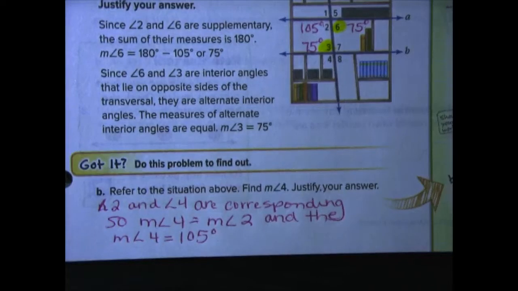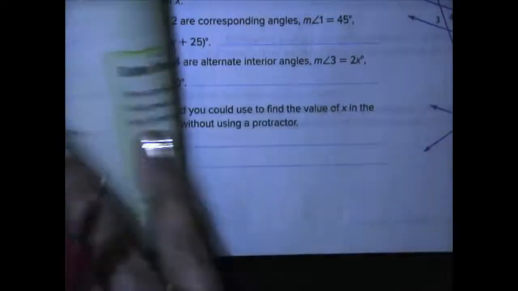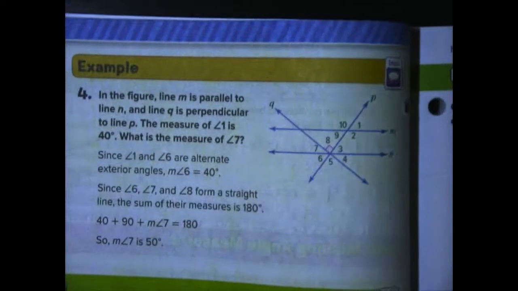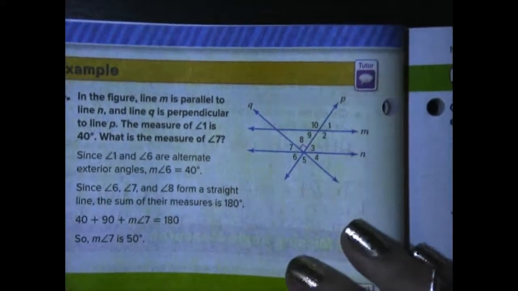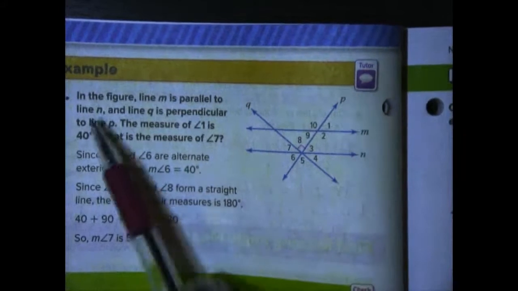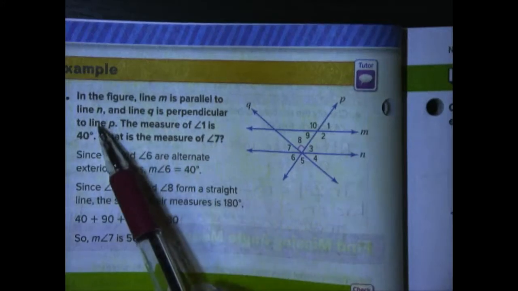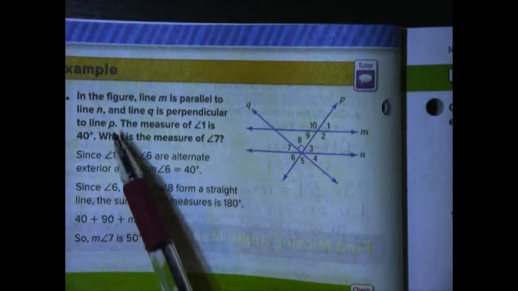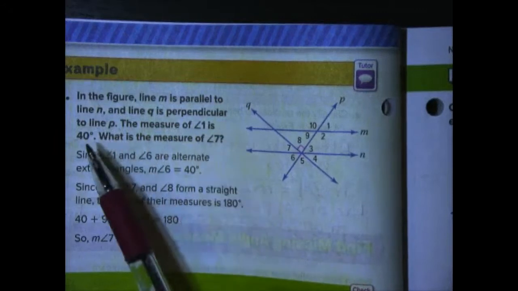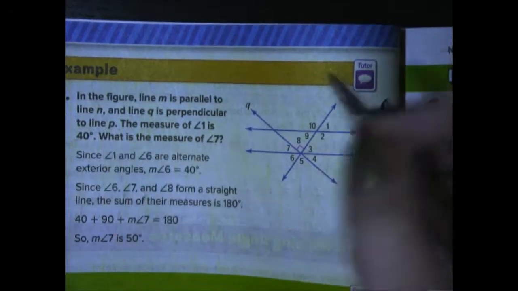All right, let's go ahead and turn to page 374. 374 has an example that is a little bit more difficult at the top of the page, and I'm going through it with you, but we probably won't spend too much time doing these really difficult ones right now. It says in the figure, line M is parallel to line N, and line Q is perpendicular to line P. The measure of angle 1 is 40 degrees. What is the measure of angle 7?